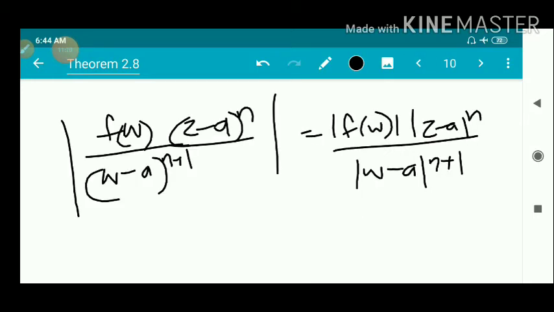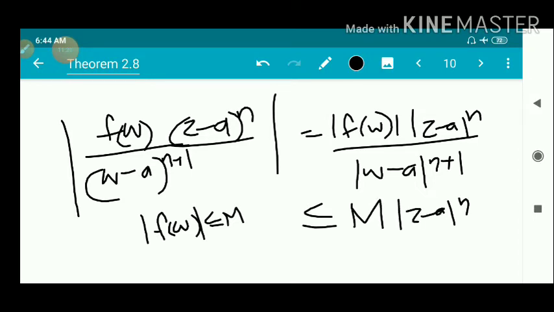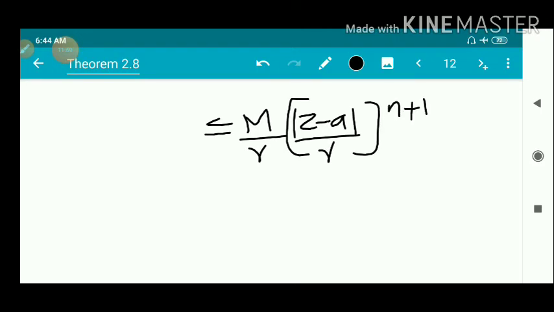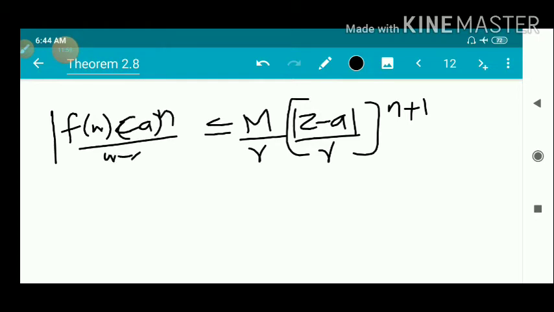We take it as capital M, that is modulus of f of w less than or equal to capital M. So by substituting this, we get modulus of (z minus a) whole raised to n divided by mod (w minus a), which means r, because w is a point on the circle. So r raised to n plus 1. That is, we can write less than or equal to M by r into (mod z minus a divided by r) whole raised to n plus 1. Left side it is modulus of f of w into (z minus a) whole raised to n divided by (w minus a) whole raised to n plus 1.